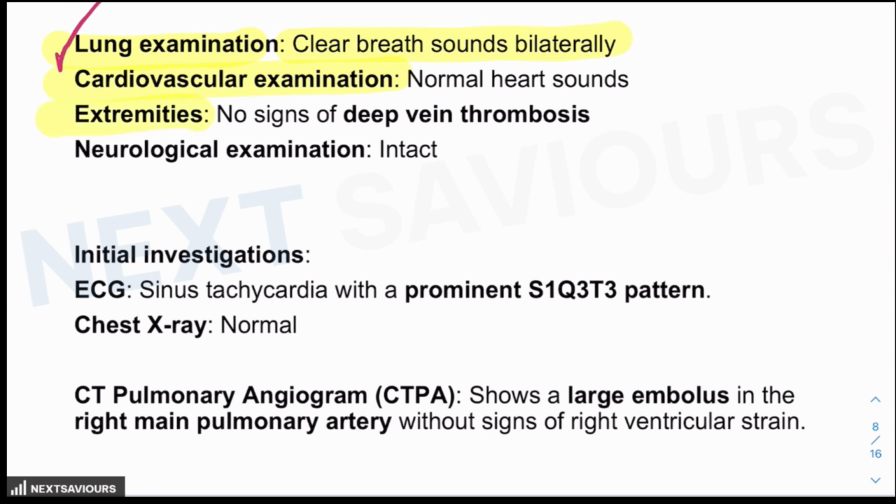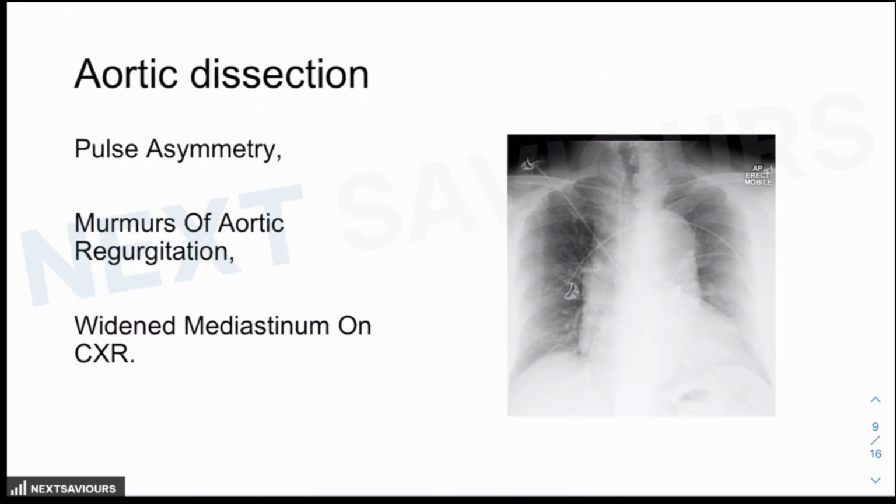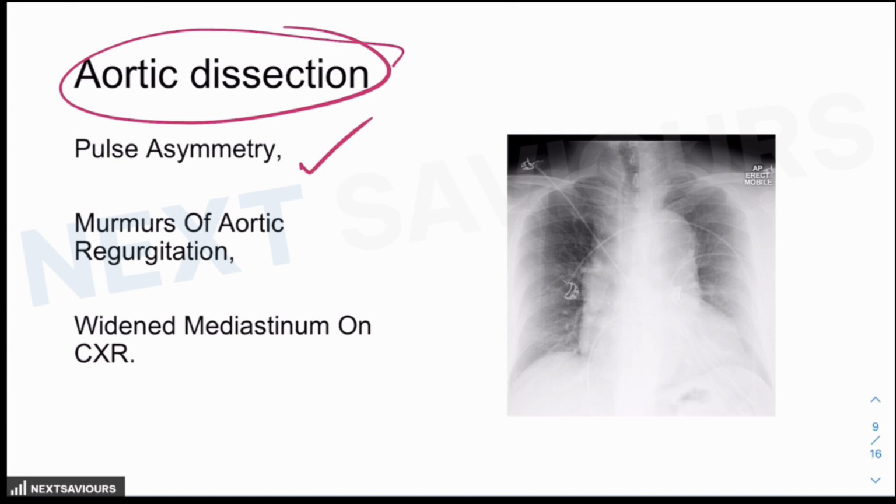That means no unilateral leg swelling, tenderness, or erythema. And neurological examination is also intact. That means there is no confusion or petechial rash noted. So when we see this segment of the question, then we can rule out some of the options. How? Like in case of aortic dissection, as you know very clearly, it is often associated with pulse asymmetry, or it presents with the murmurs of aortic regurgitation.